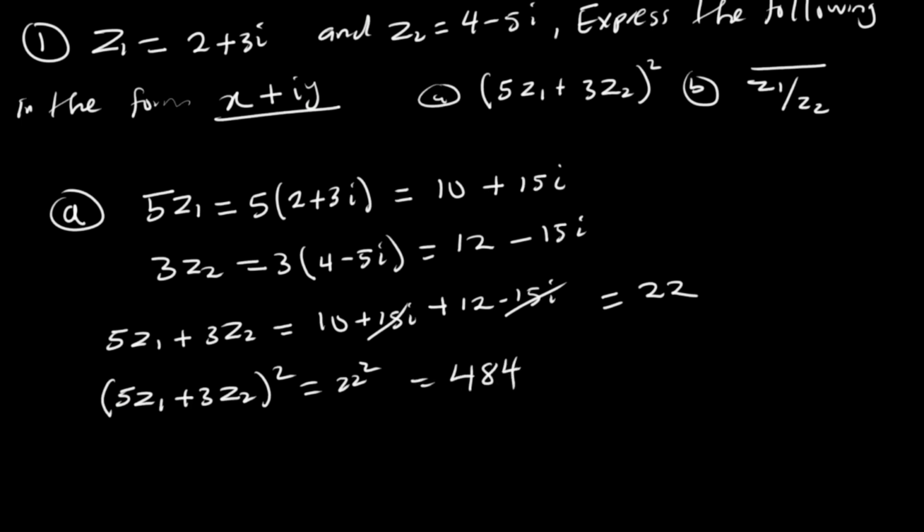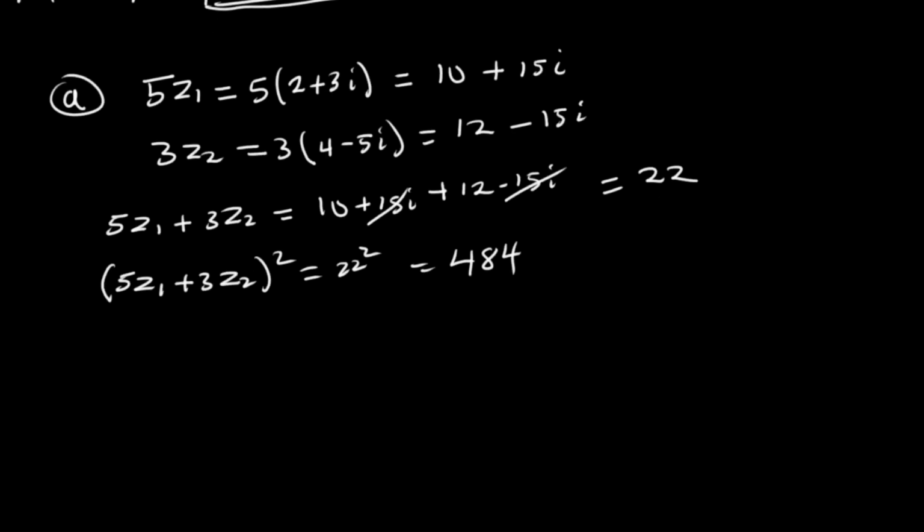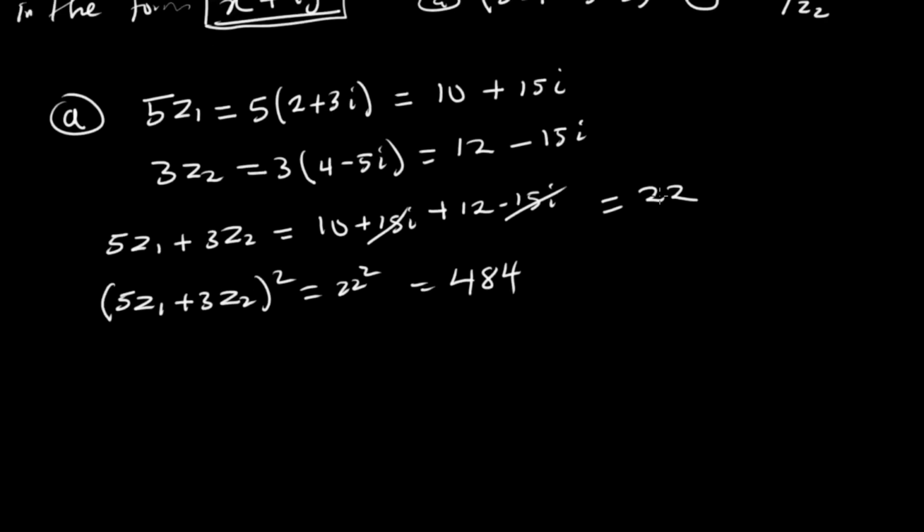Now, we are not to leave our answer in this format. We have said in the form x plus iy. If you recall from the last tutorial, I talked about purely real and purely imaginary complex numbers. Let me just remind you. If you have a complex number in the form a plus 0i, this is purely real. And if you have a complex number in the form 0 plus ai, this is purely imaginary. So here we have a purely real number.